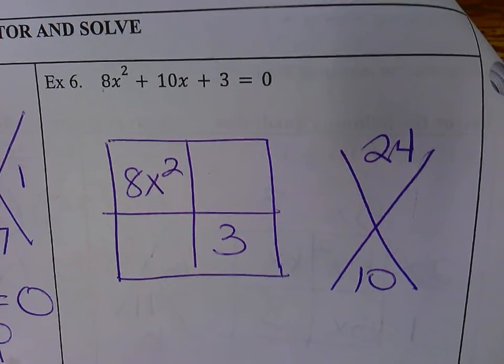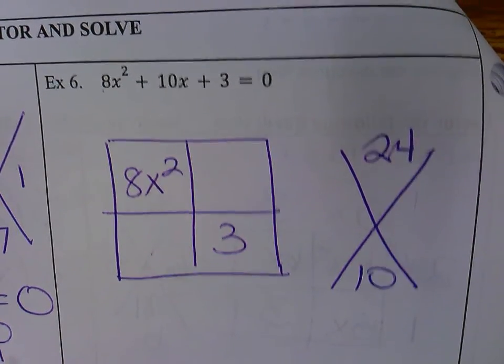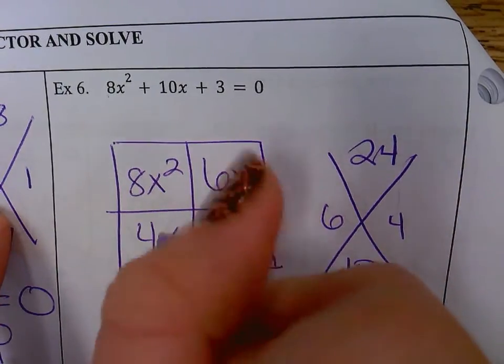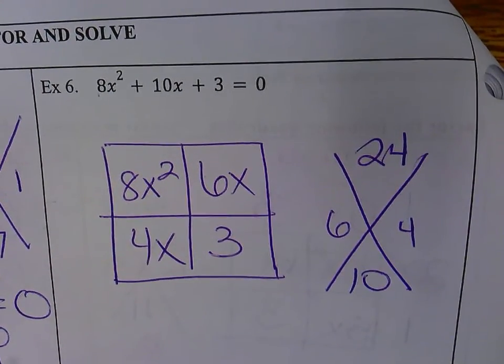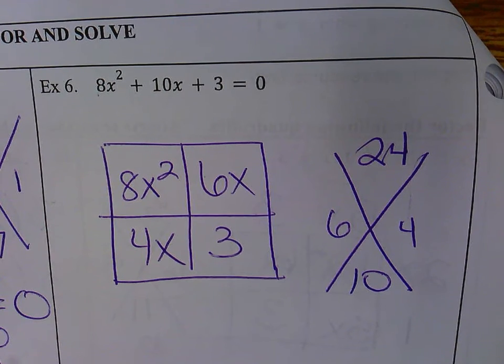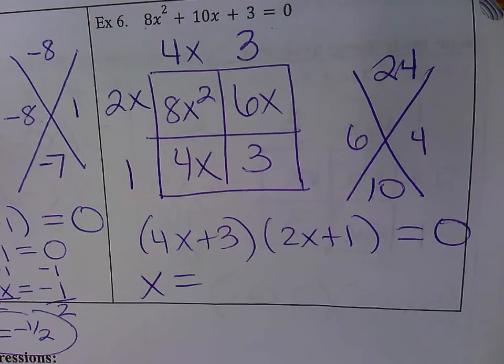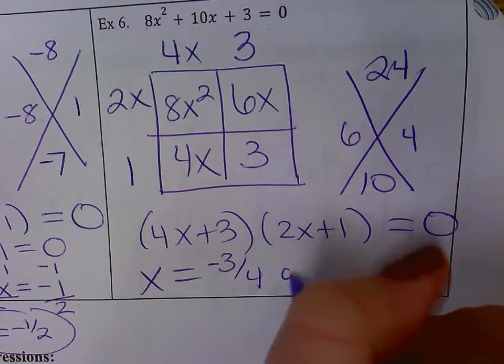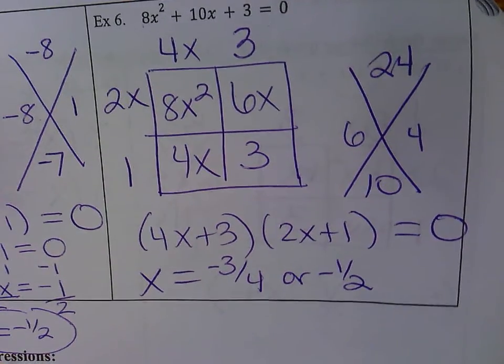What did you pick? 6 times 4. So 6x and 4x. So see if you can do the outside of the box now and write your factors and solve for 0. So it should be -3/4 from the first parentheses or -1/2 from the second parentheses.